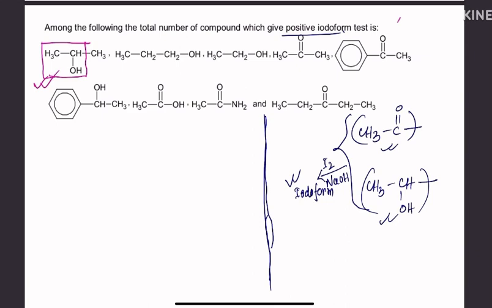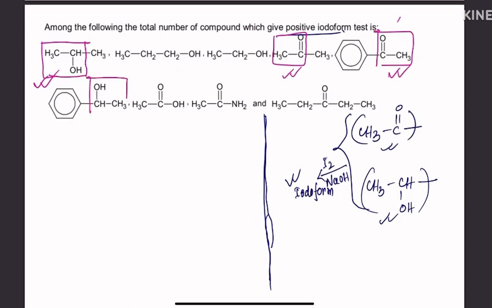This ethanol will also give an iodoform test. If I write this one, CH3CH... no, this will also not give iodoform reactions. If I see these ones, yes, in these cases there is a CH3CO group, so iodoform test. In this case also a CH3CO group is there, iodoform test. CH3CHOH is there, so iodoform test.